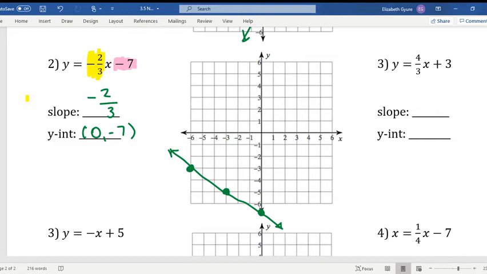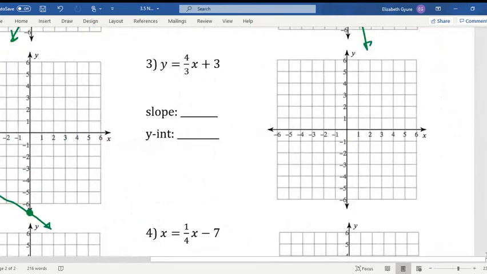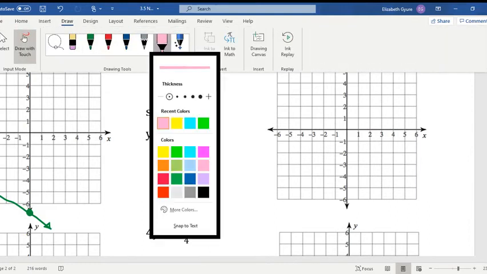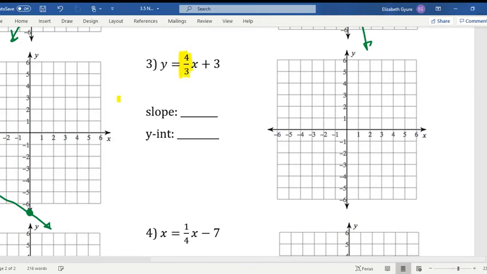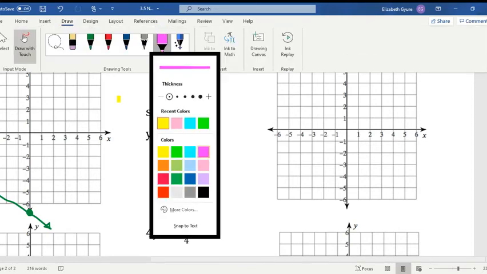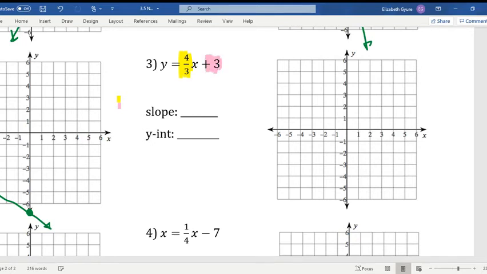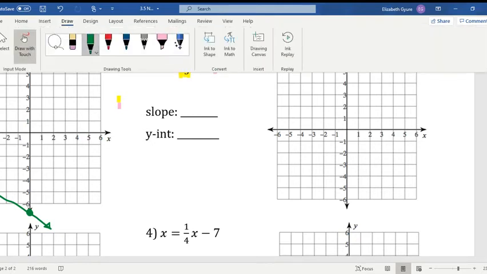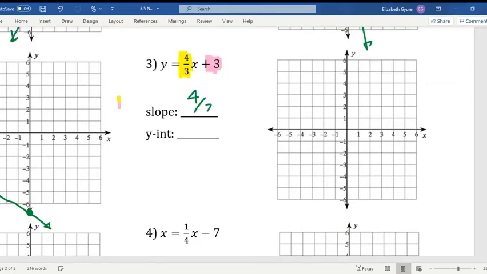All right, do we kind of understand the fraction part? So the number on the top, that's where you count up or down. Number on the bottom is how you count left or right. So now let's look at number 3. Does this graph have a positive or a negative slope? Positive. What is that positive slope? 4 over 3. So that is your slope is 4 over 3. What's our y-intercept? Yep, it's this positive 3, so we write that as 0, 3. So again, our slope is 4 over 3. Our y-intercept is 0, 3.